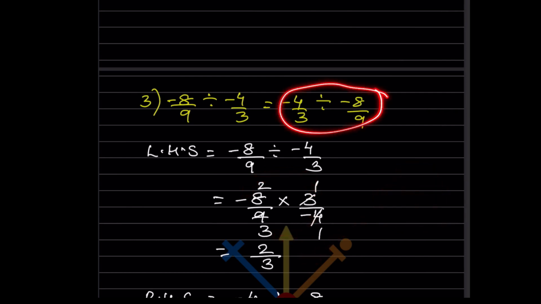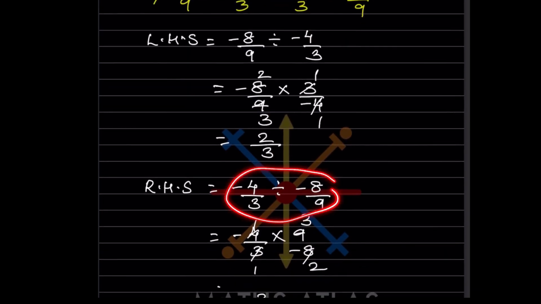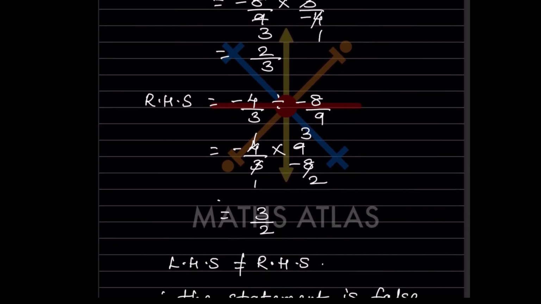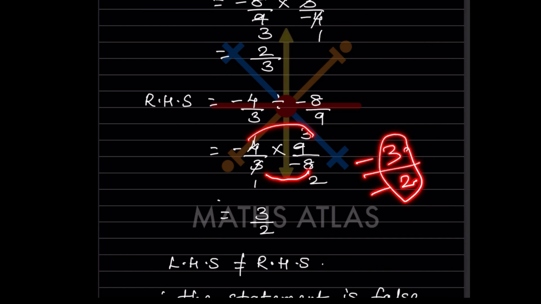Now let us look at the RHS. This will be the same. This is going to get multiplied, so this is going to get flipped over. So here, this will be 9 by minus 8. So that will be 4 ones are, 4 twos are, 3 ones are, 3 threes are. So that will be minus 3 divided by minus 2. Both negative becomes positive. So that is going to be 3 by 2.